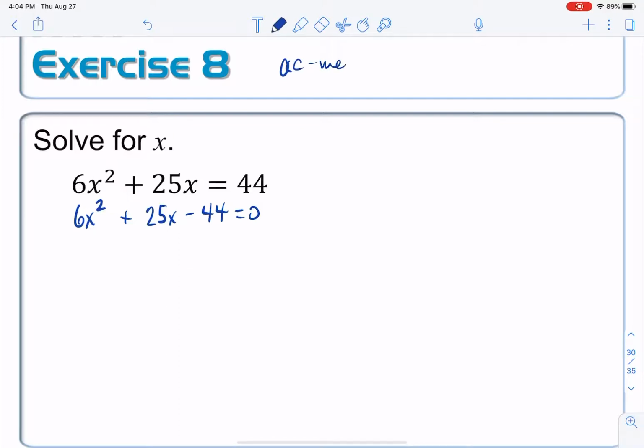AC method. That's not how you spell that word. Where I'm supposed to multiply 6 times negative 44 and get a product of some large number here. And so the AC method on this one, even though it will work, is not necessarily the best idea. When your product gets large like this one's about to be, I think it's more efficient to use a method that's called guess and check.